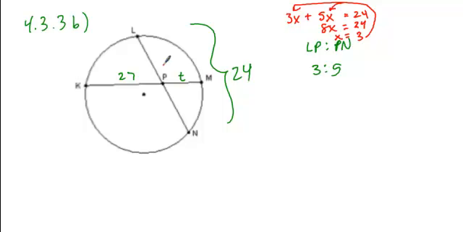Then you could plug in 3 to each of these parts. 3 times 3 is 9. 5 times 3 is 15. So you get your lengths in that way.